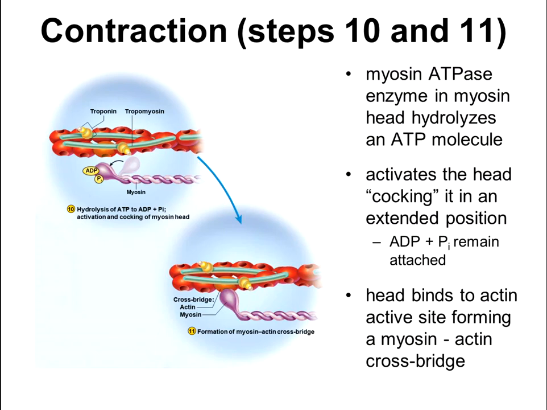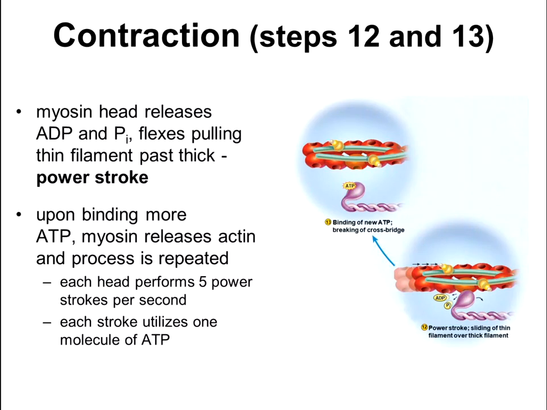In number 11 here, you see what we call the myosin-actin cross bridge. And this happens because the head of the myosin is now binding to the actin, those active sites, and it's forming this cross bridge. It's forming a connection. Then we see the myosin head releasing the ADP and the P. It flexes, pulling the thin filament past the thick filament, which is what we call a power stroke.